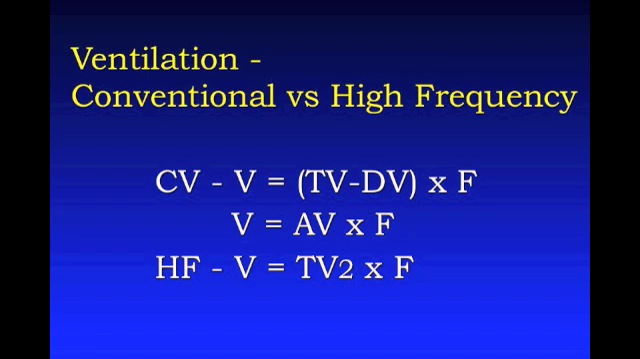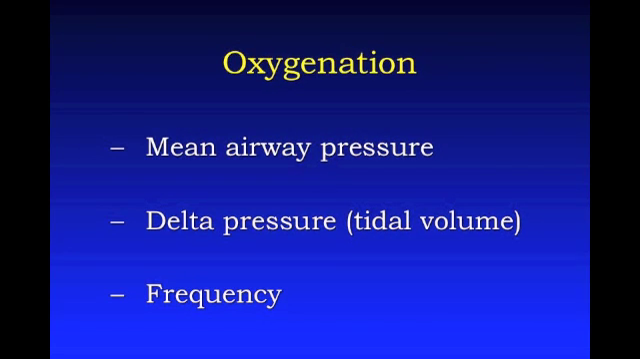Oxygenation, and it really doesn't matter what kind of ventilator you're using, is typically defined by mean airway pressure, because mean airway pressure keeps your lung open, and that's the critical part of it. Does delta pressure play a role? Yes, it does, because if alveoli collapse, delta pressure reopens them. If airways are partially obstructed, you open the airways using delta pressure, either with a conventional ventilator or a high-frequency device. And then frequency plays a role.